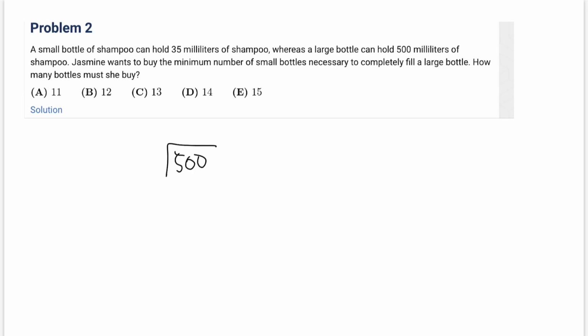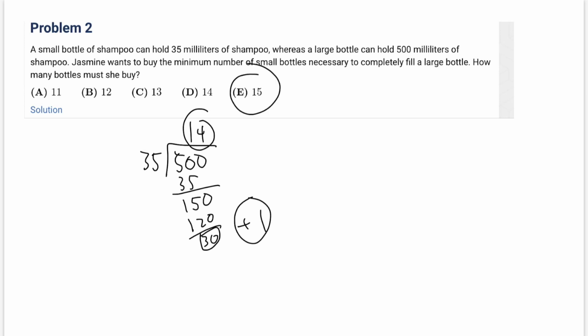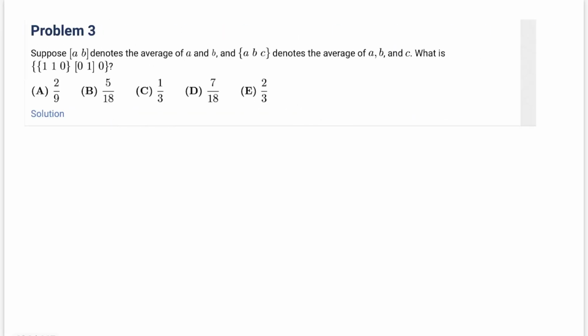500 divided by 35. This is 1 and 35, 150. So this would be 4. And this would be 120. So it got 30 left, and so to fill this leftover 30, we need one more bottle. So 14 plus 1 equals 15. The answer is E.